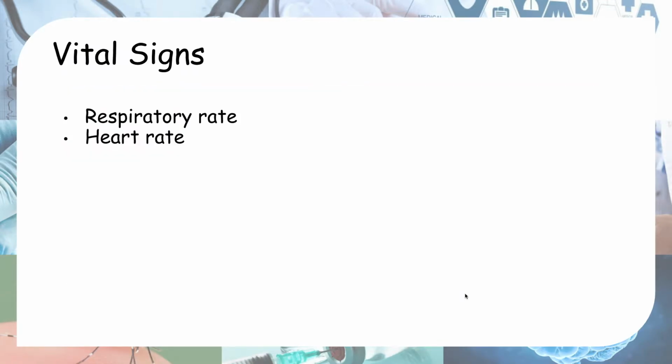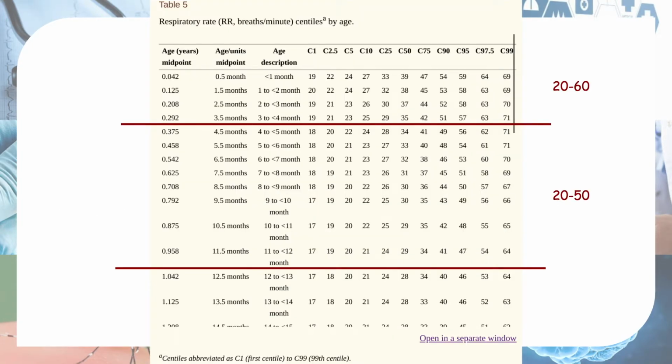Right. Next, we'll be looking at the vital signs. The vital signs include the respiratory rate and the heart rate. First, we'll be looking at respiratory rate. This is the paper done using the emergency department database, the last resource that we looked at just now.